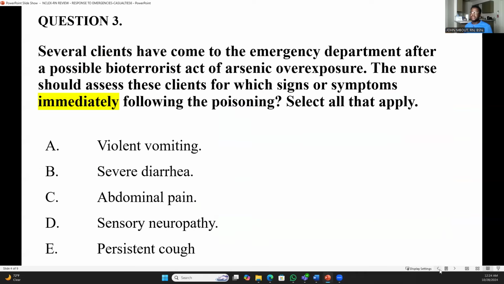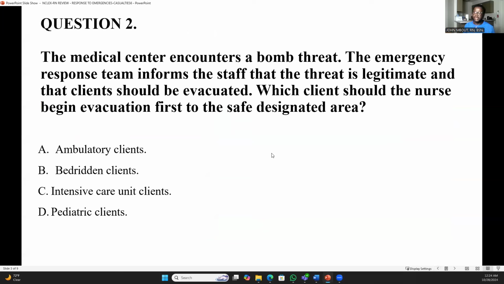Now let's go back and see. The second question says, the medical center encounters a bomb threat. The emergency response team informs the staff that the threat is legitimate and that clients should be evacuated. Which clients should the nurse begin evacuating first to the safe designated area? A, ambulatory clients, B, bedridden clients, C, intensive care unit clients, D, pediatric clients. The answer is A, ambulatory clients. Why? Because ambulatory clients are mobile, okay? They might be moving in the direction where the bomb is.